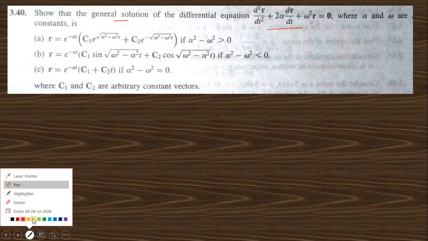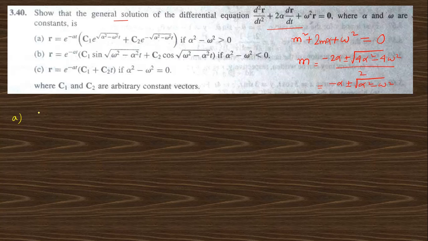The auxiliary equation of this differential equation is m square plus 2 alpha m plus omega square equals 0. So what is the value of m? Using minus b plus minus root over b square minus 4ac by 2a, this is nothing but minus alpha plus minus root under alpha square minus omega square. Okay, so now comes the conditions.